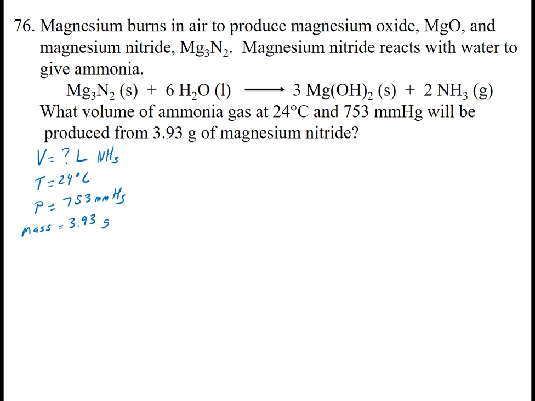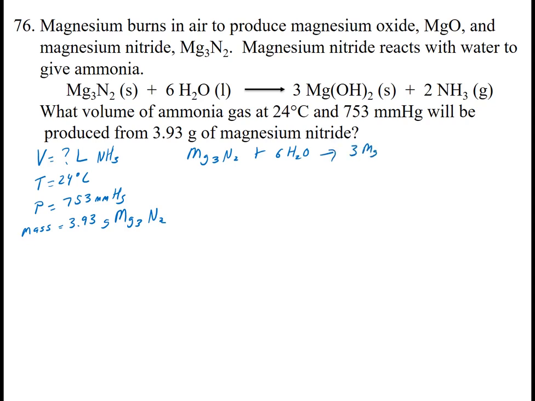Ammonia will be produced, and I have a mass of 3.93 grams of magnesium nitride, Mg3N2. It's important to realize that I have 2 different compounds in my data, and that's what clues me in that it's stoichiometry. And it's stoichiometry with the ideal gas law because I have a volume, a temperature, and a pressure, not just masses. So I'm going to rewrite the balanced reaction down here, because with stoichiometry it's always easier to write the information underneath the compounds.